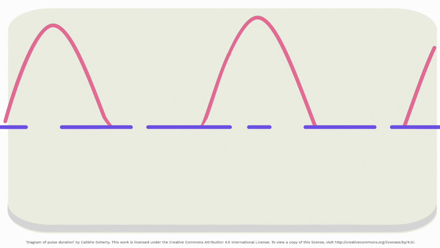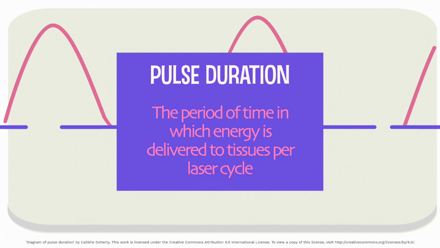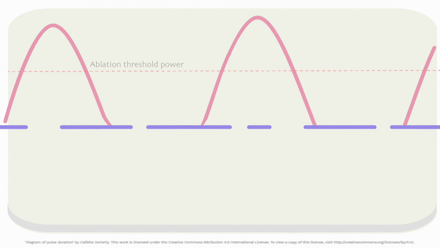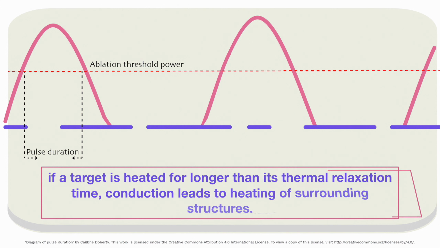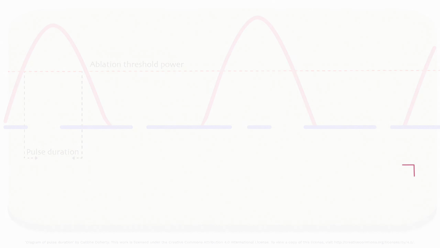The pulse duration, also known as the pulse frequency or pulse rate, is determined from the thermal relaxation time of the target chromophore. The thermal relaxation time is the time needed for the tissue temperature to return to its baseline temperature after heating. For example, if a tissue is heated for a period less than or equal to its thermal relaxation time, the accumulated heat is confined to the target object, whereas if a target is heated for longer than its thermal relaxation time, conduction leads to heating of surrounding structures.